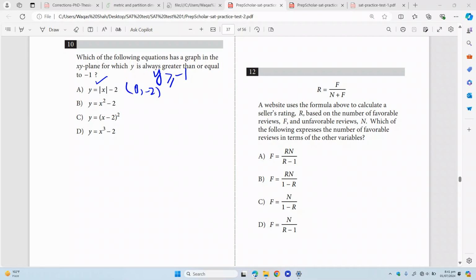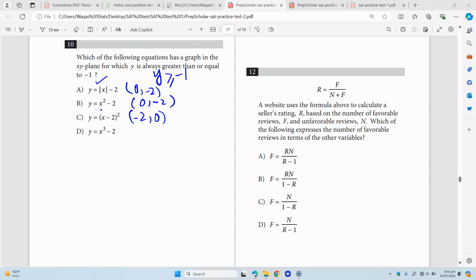If you plug x is equal to 0 in the second equation, you will get 0 minus 2. And if you plug x is equal to 0, you will get 4. And if you plug x is equal to minus 2 for the lowest value, you will get y is equal to 0.